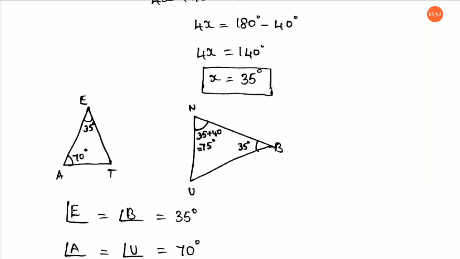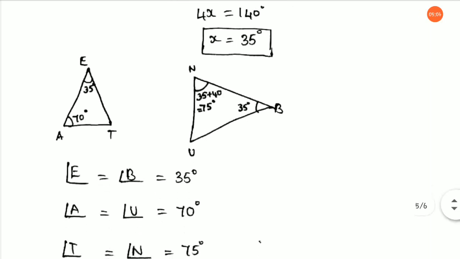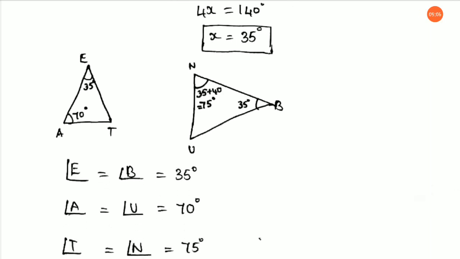So angle E is equal to 35 degrees. In the same way, angle B is also equal to 35 degrees. Then angle A is equal to 70 degrees and angle U is also equal to 70 degrees. Then angle T is equal to angle N. Both are 75 degrees.